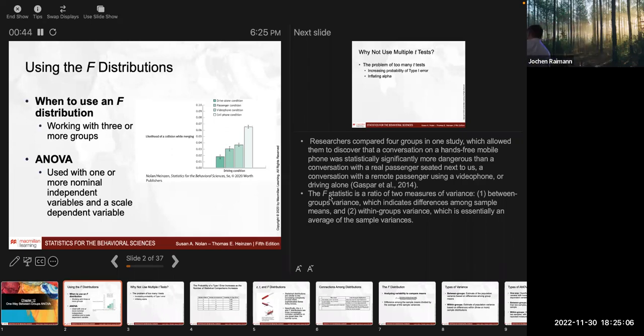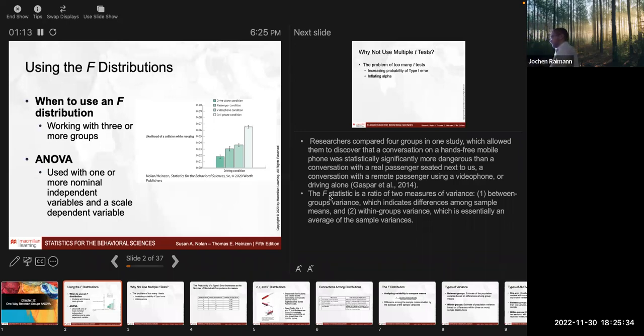Now we're getting into a more specific scenario where we have more than two groups. That's essentially when you think analysis of variance. So you have three or more groups, and this is a characteristic, you have a scale continuous variable on the y-axis, and you have a nominal categorical independent variable on the x-axis.